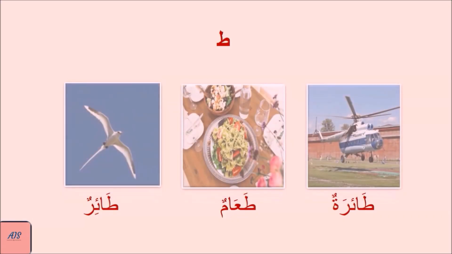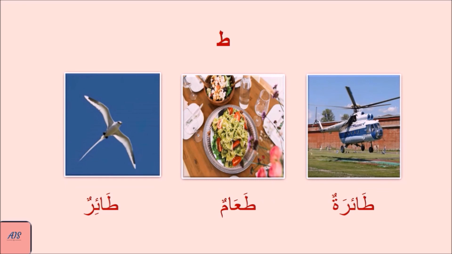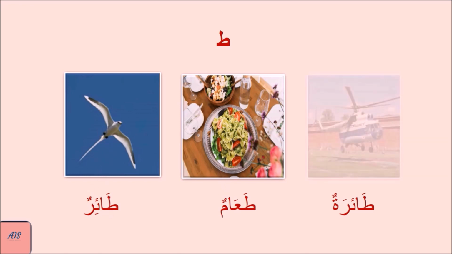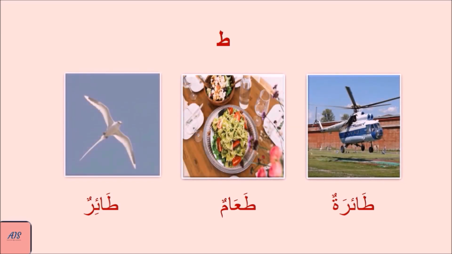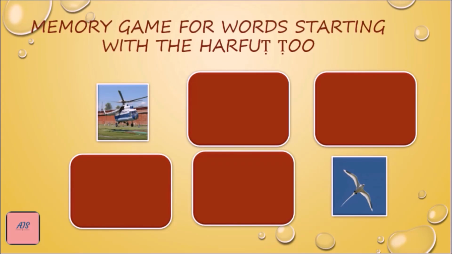Here are three of the words that start with the letter Ta. Ta'iratun, airplane. Ta'amun, food. Tawilatun, table. Ta'iratun, ta'amun, tawilatun. Now listen to the words again from the memory game.